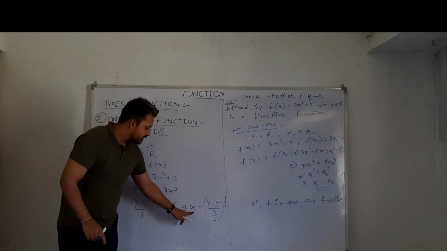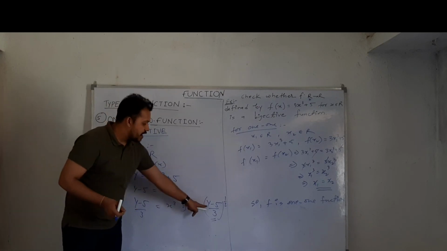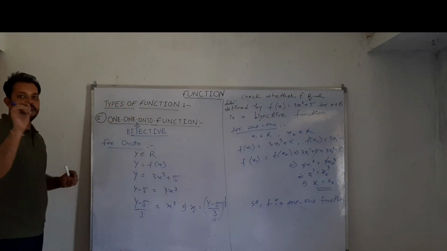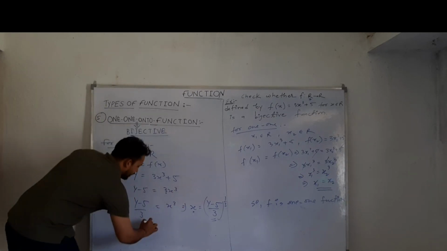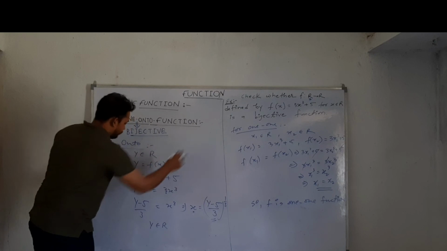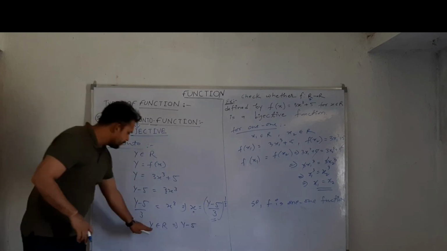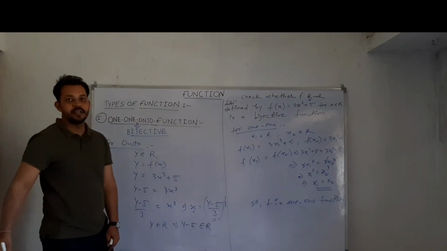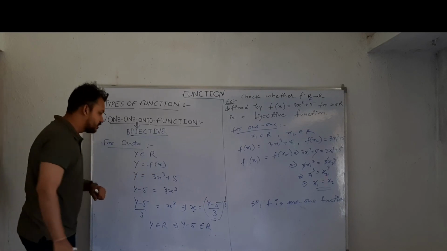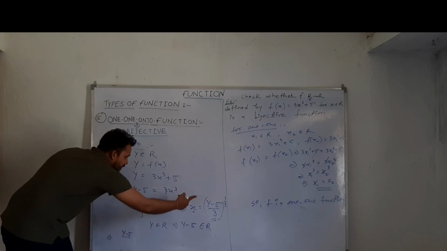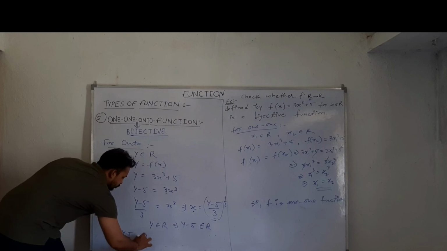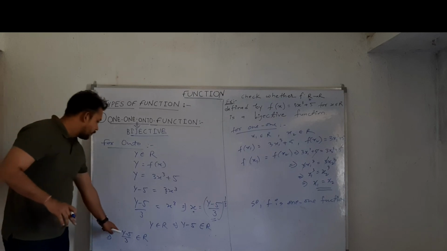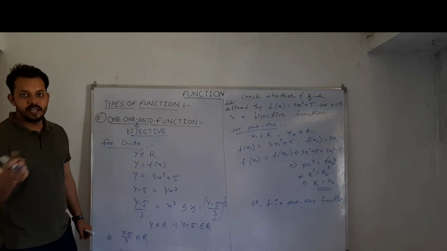Now we have to check whether this x is defined for every value of y. How to check it? We will start from the beginning. We took y belongs to real numbers. If y belongs to real numbers, then y minus 5 will also belong to real numbers. If y minus 5 is a real number, then y minus 5 upon 3 is also a real number.